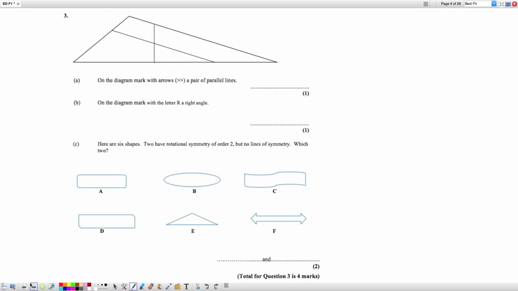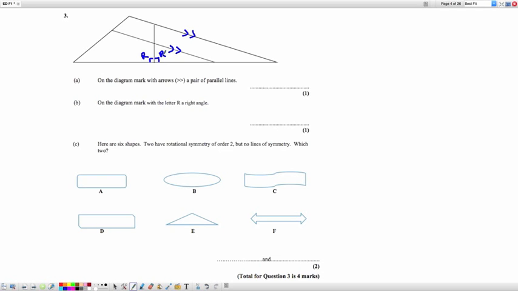Question number 3. On the diagram, mark with arrows, shown here, a pair of parallel lines. So our parallel lines are here and here. These are the lines that never meet. We're then asked to write the letter R where there's a right angle. There are 2 right angles, one this side and one this side. So we need an R here or here.